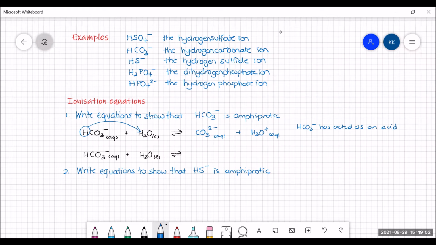In the second equation, we need to show that it can accept a proton. So this time we need to take one of the hydrogens from the water molecule and transfer that onto the hydrogen carbonate ion, and that will make carbonic acid, H2CO3. And because the water has donated the proton to it, what will be left of the water is a hydroxide ion. So in this case, the hydrogen carbonate ion has acted as a base.